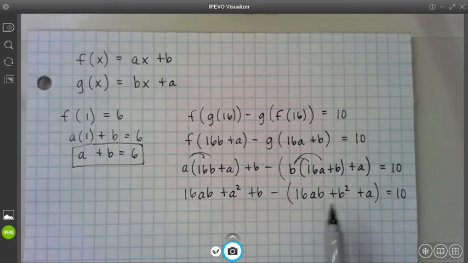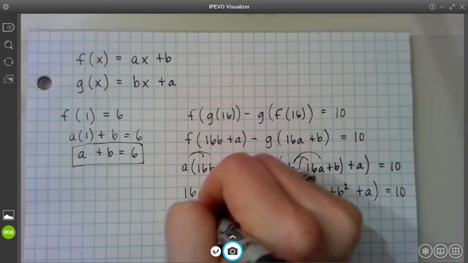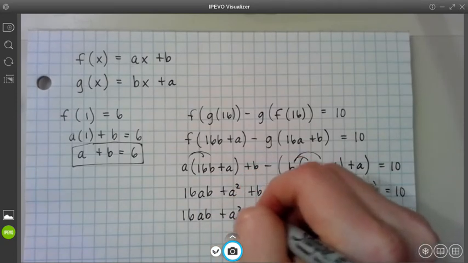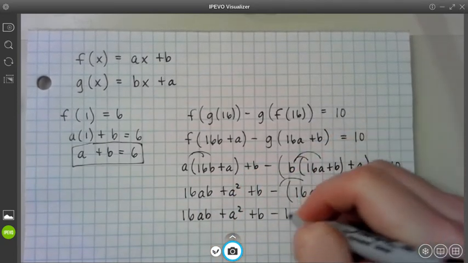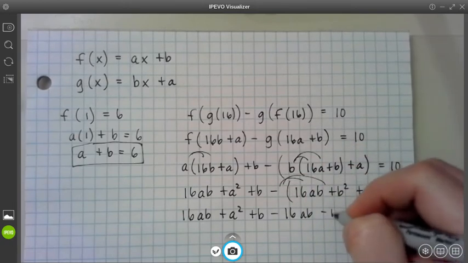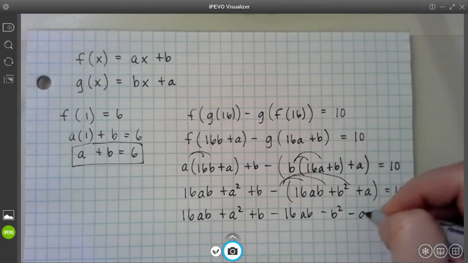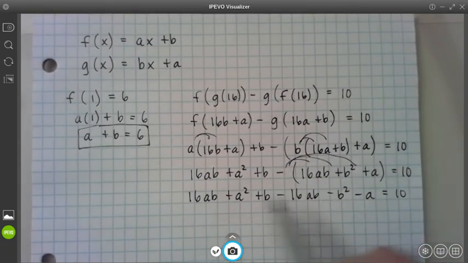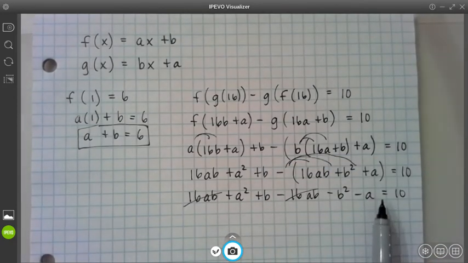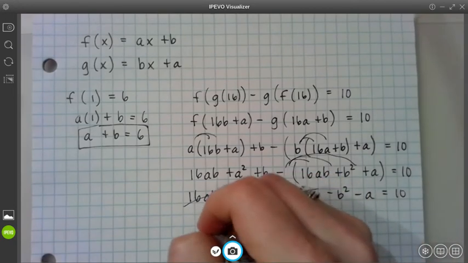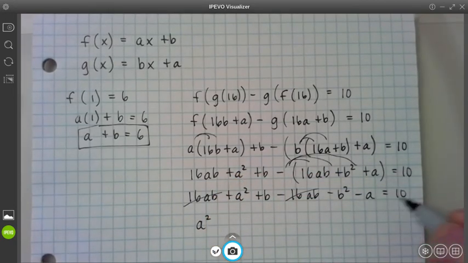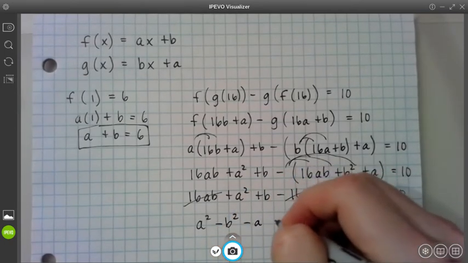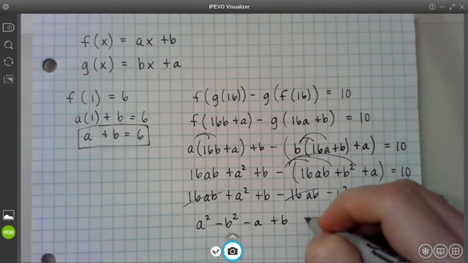All right, now I'm going to distribute my negative. So now I'm going to get 16ab plus a squared plus b. Now I'm going to get minus 16ab minus b squared and minus a equals 10. All right, well, right away, I can't help but notice that 16ab and negative 16ab, they're going to cancel out. Nothing else cancels, but let's rearrange it in a better order, so in alphabetical. So a squared, then minus b squared, and then my minus a, and then my plus b that's left, and it still equals 10.